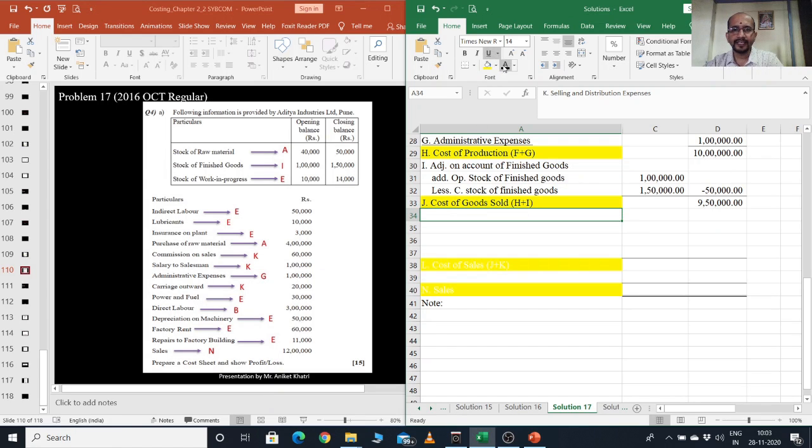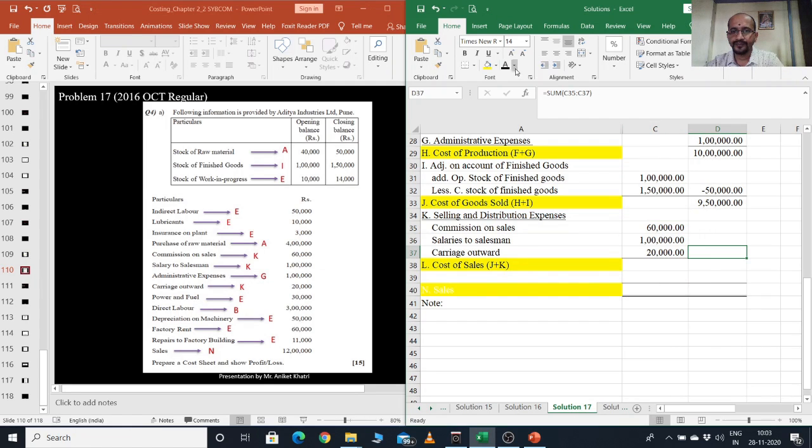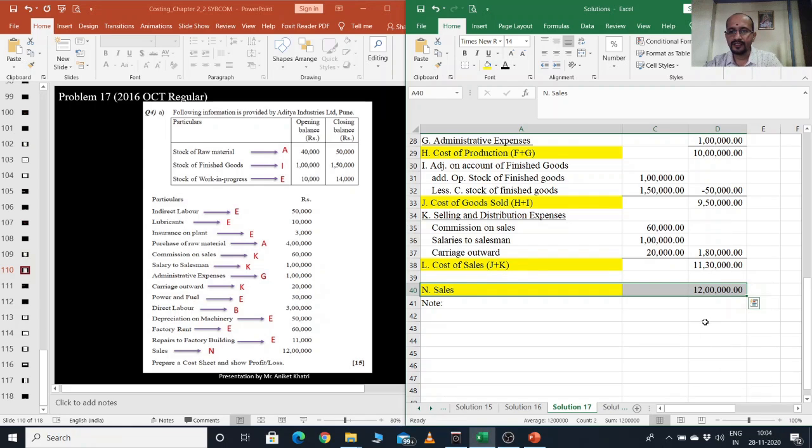Next item is selling and distribution expenses. So find out the K items. First is commission on sales 60,000. Next, salary to salesman 1 lakh. Next, it is carriage outward 20,000. Do the total and keep it at outer column. So that is 1,80,000. Add this 1,80,000 to the 9,50,000. This will be your cost of sales. Sales figure is already mentioned, which is 12 lakhs. Now minus this cost of sales from sales, this will give you the profit, that is 70,000.